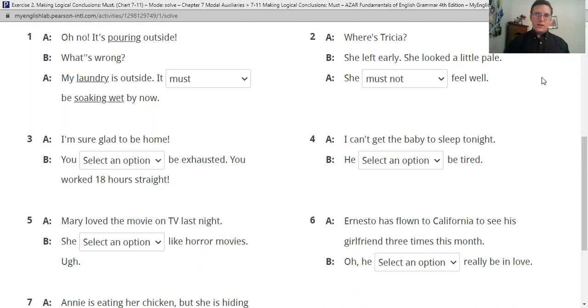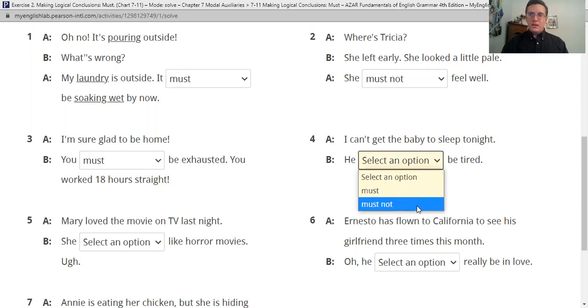Okay, let's check our answers. Number 3, I'm sure glad to be home. You must be exhausted because you worked 18 hours. Number 4, I can't get the baby to sleep tonight. He doesn't want to sleep, so he must not be tired, right? If he doesn't want to sleep.